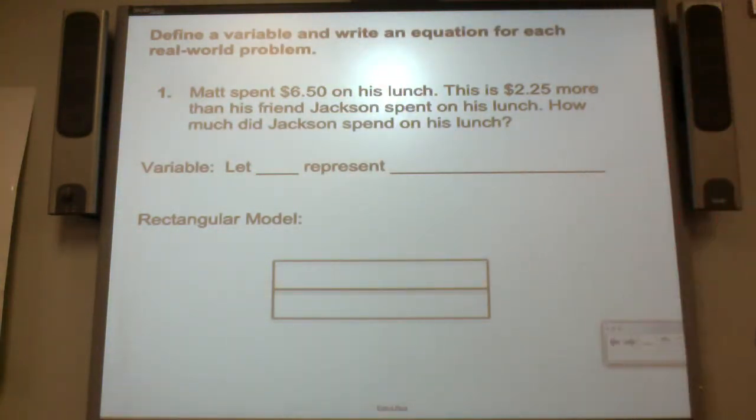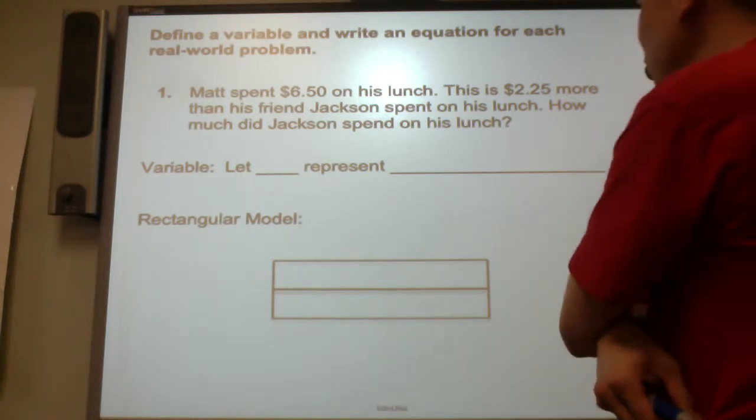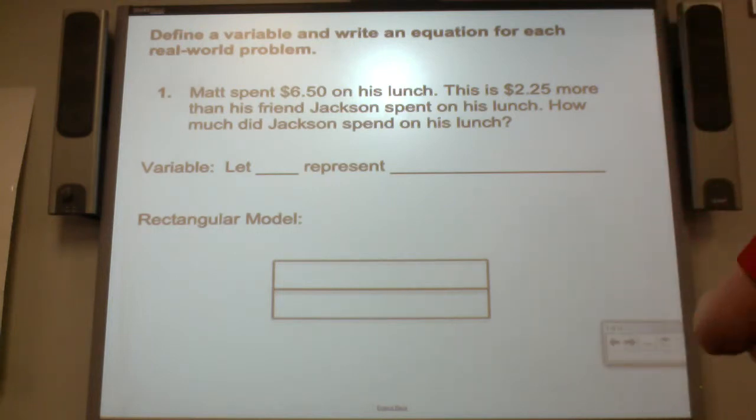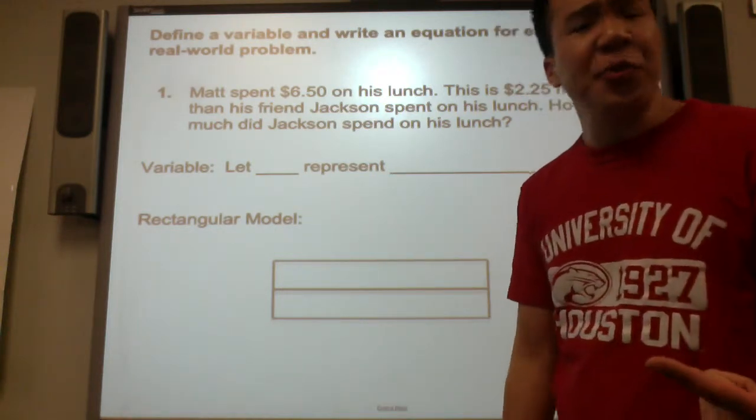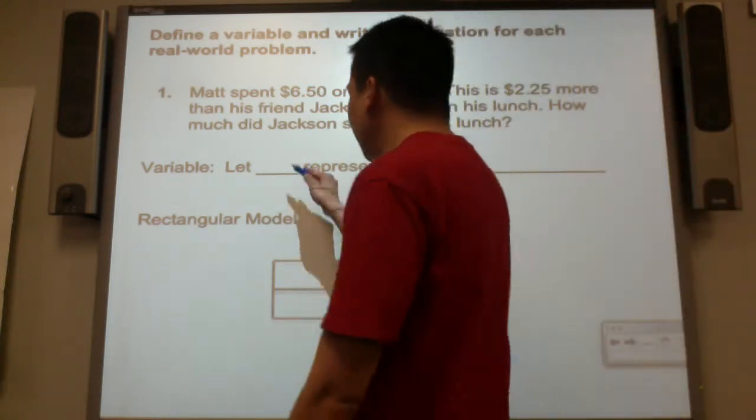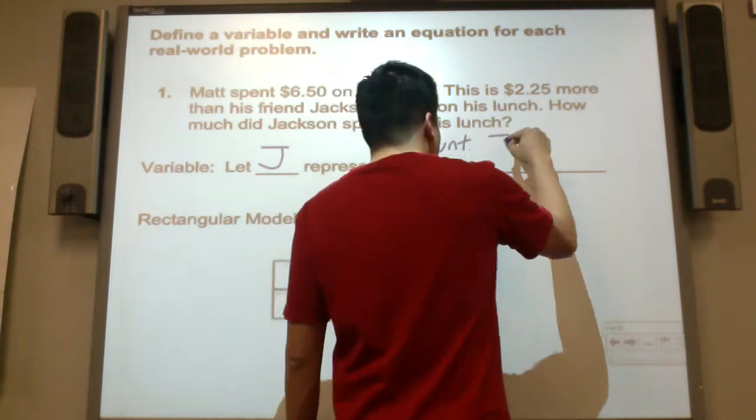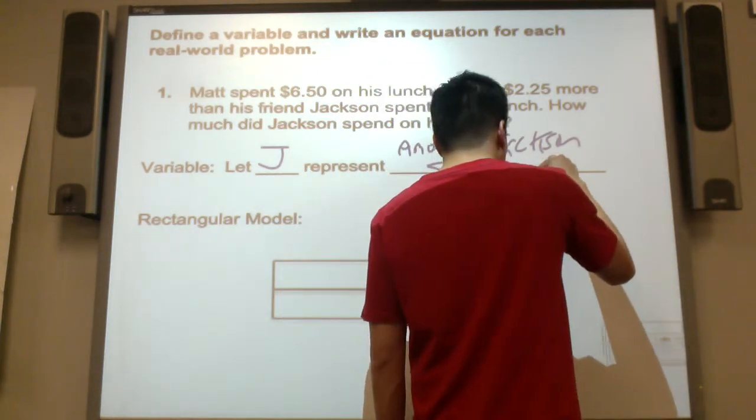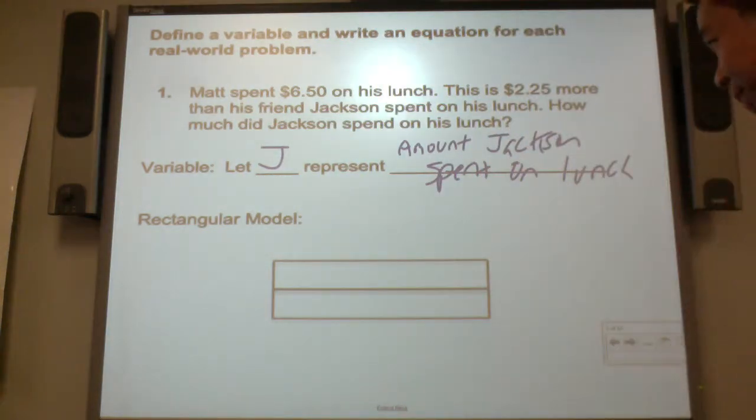So Matthew spent $6.50 on his lunch. This is $2.25 more than his friend Jackson spent on his lunch. How much did Jackson spend on his lunch? Hey, they forgot to tell us how much Jackson spent. Did they give us enough information about that? Nope, that must be the variable. So I'm going to use J. This is the amount Jackson spent on lunch. We do not know how much money Jackson spent on lunch. So that's why we're going to use J.